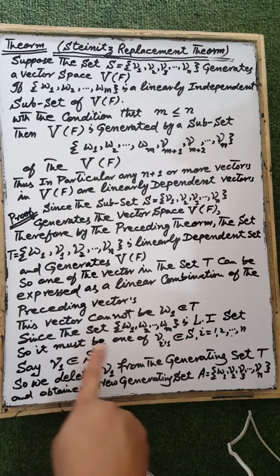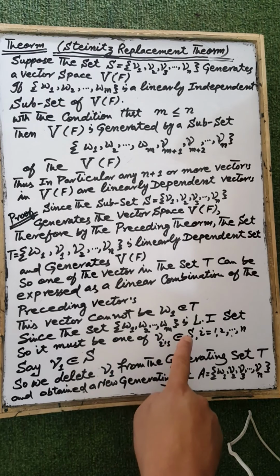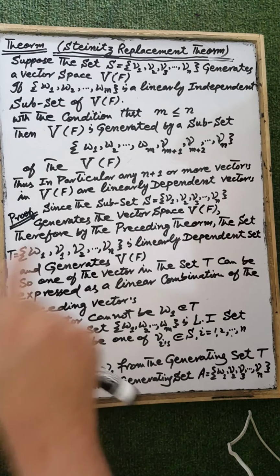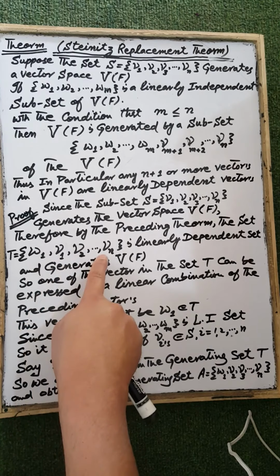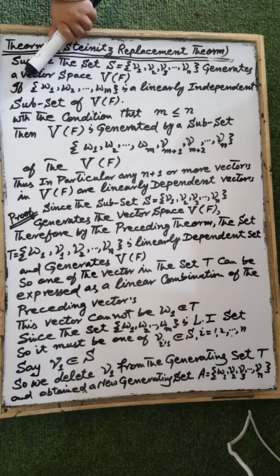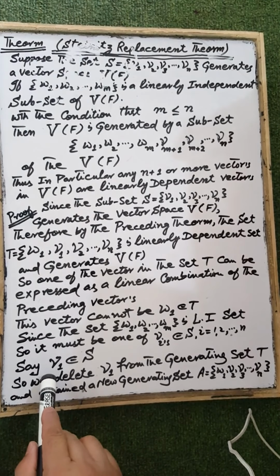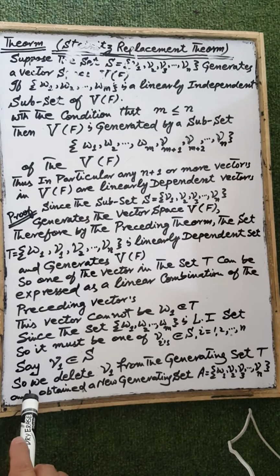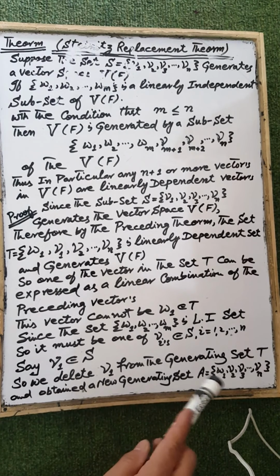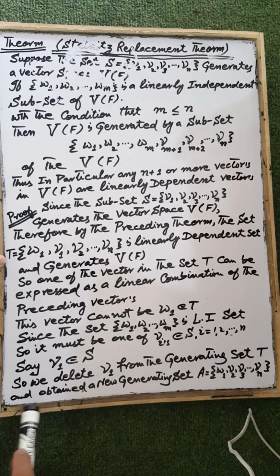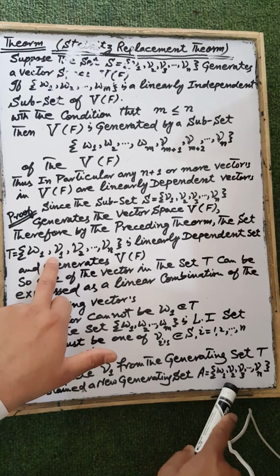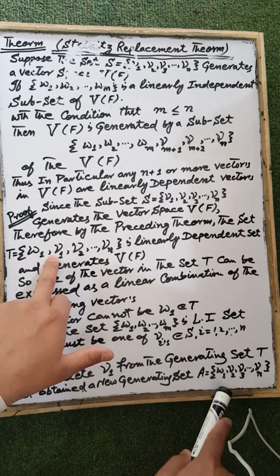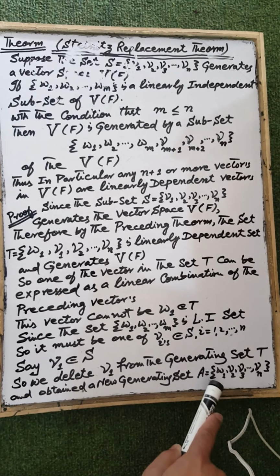Because the set W1, W2 up to Wm is a linearly independent subset of the vector space V over the field F, it must be one of the elements from V1, V2 up to Vn. These are the elements of the set S. Say that vector is V1 from the set S. Then we delete V1 from the generating set T and obtain a new generating set A whose elements are W1, V2, where V1 is replaced. From this set, we obtain a subset of T, that is W1, V2, V3 and so on up to Vn.